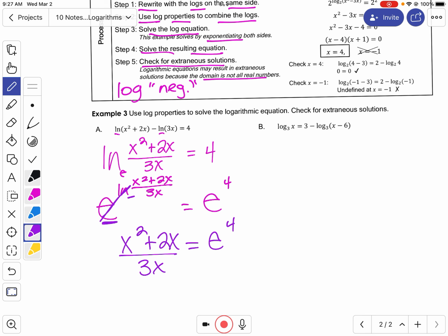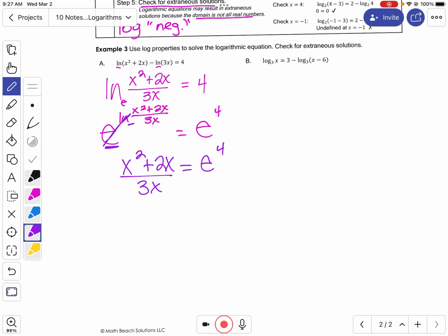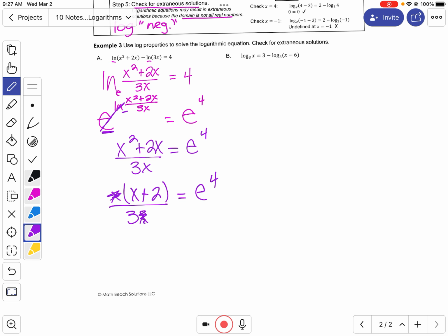Okay, so now what I want to do is solve for x. Notice my numerator here. I'm going to be able to take out an x, which is x plus 2. So this x is going to cancel with this x, so it makes it a little easier if you simplify it if possible. So now I'm just left with x plus 2 on top over 3 equals e to the 4th. So again, this makes it a little easier.